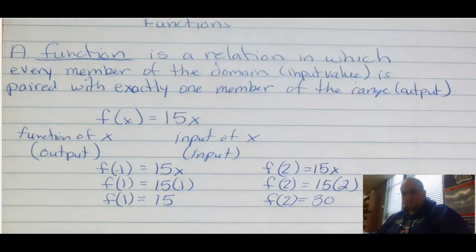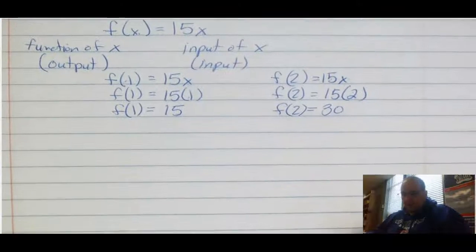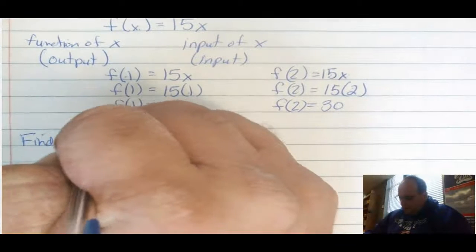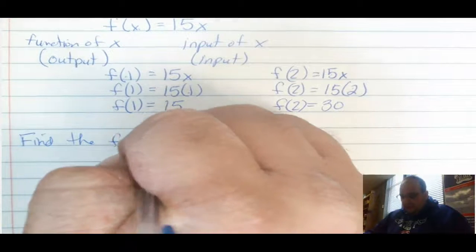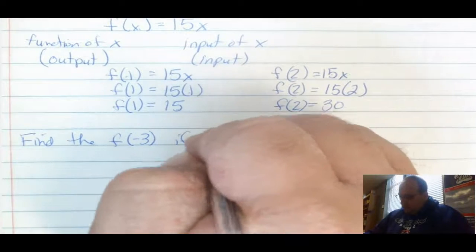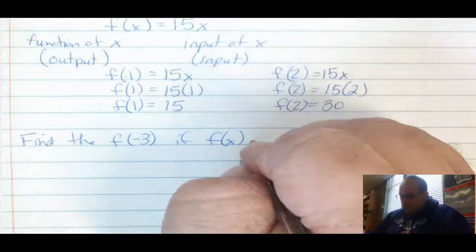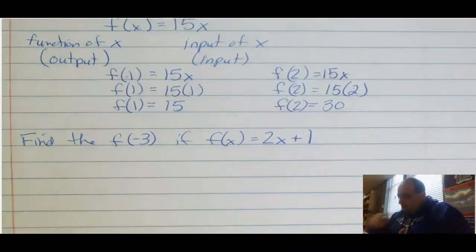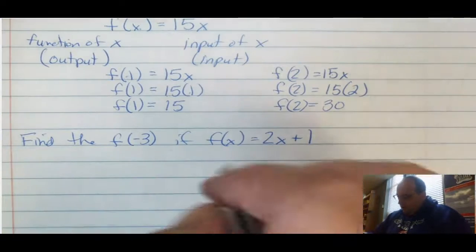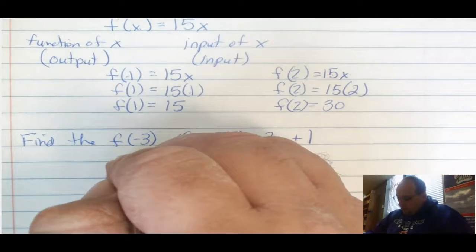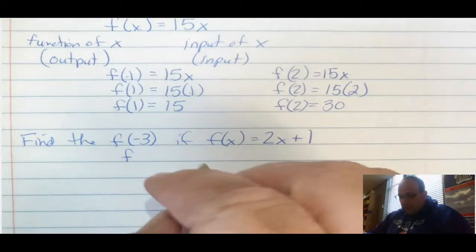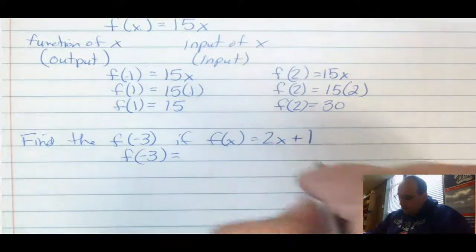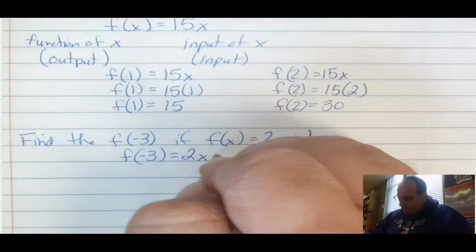Okay. Let's look at another example, another function. I want to go ahead and find the function of -3 if we have a function of x that is equal to 2x plus 1. Okay? So what I'm going to do is I want to find out what the function of x is. So I'm going to put the function, or sorry, the function of -3. So I'm going to place a -3 in here. So the function of -3 is equal to 2x plus 1.